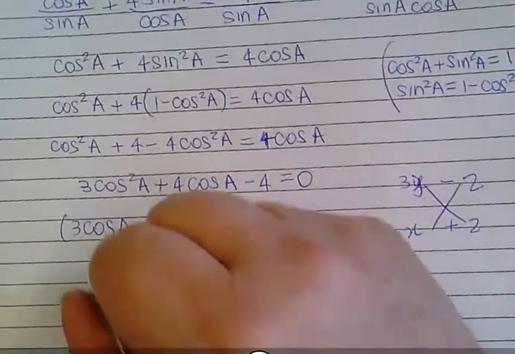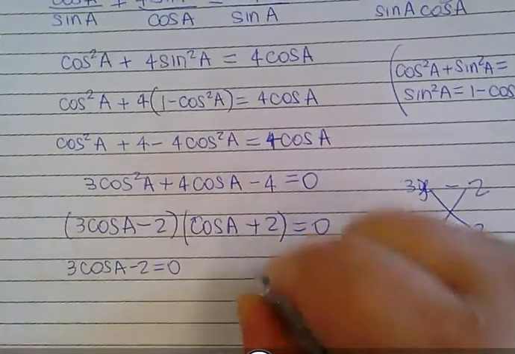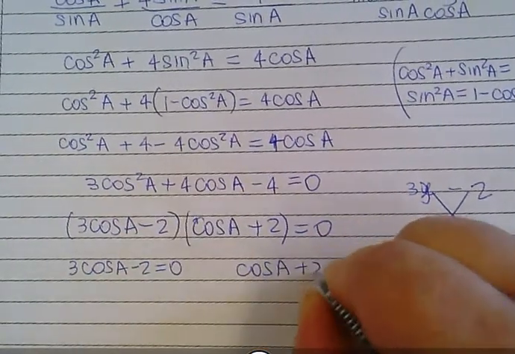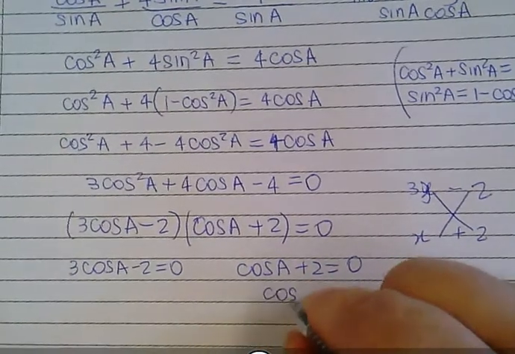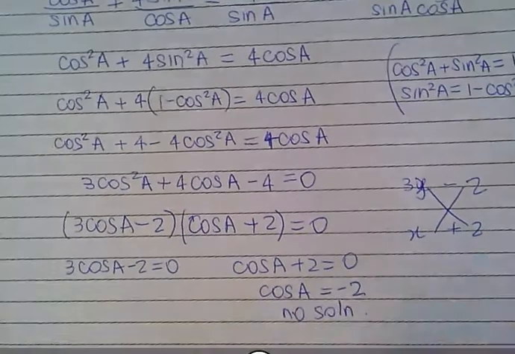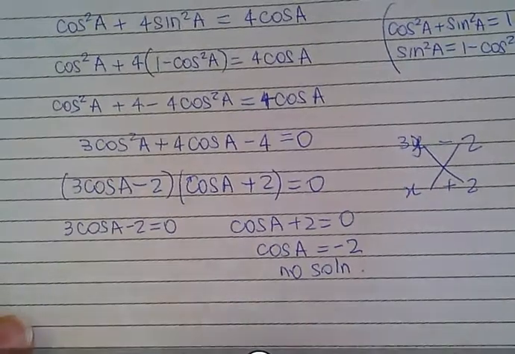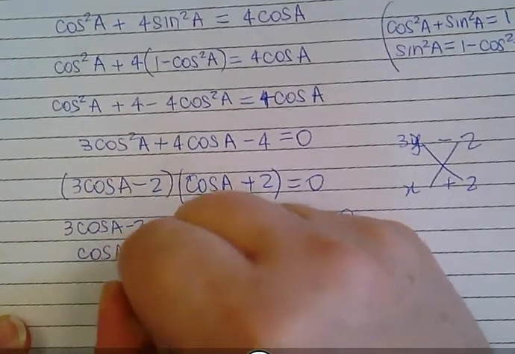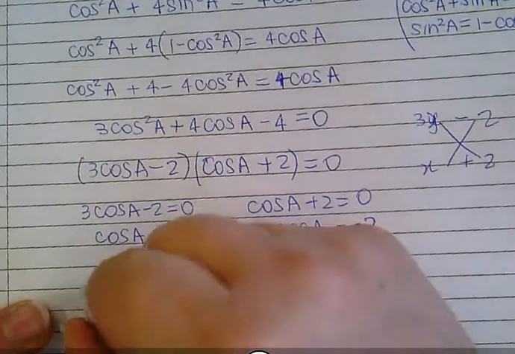So therefore we've got 3 cos A minus 2 equals 0, or cos A plus 2 equals 0. In other words, cos A is -2. That has no solution. You know why that's got no solution? Cos must lie between 1 and -1. And cos of A is 2/3. We know what to do now. You should know what to do.